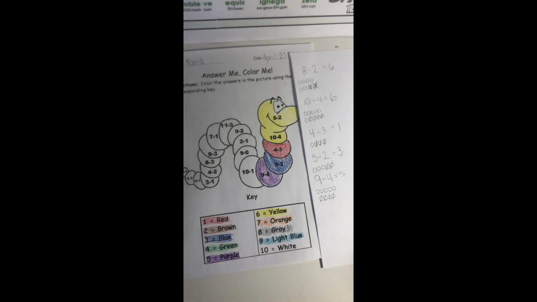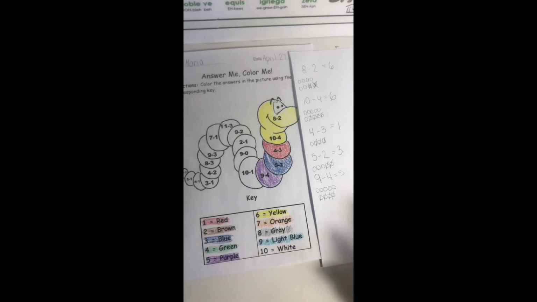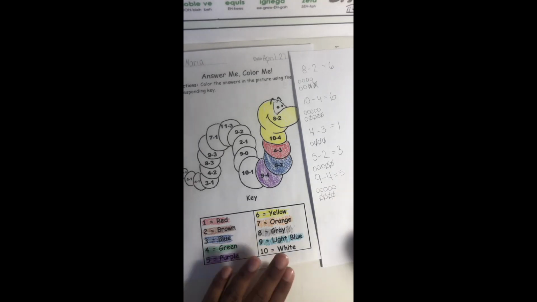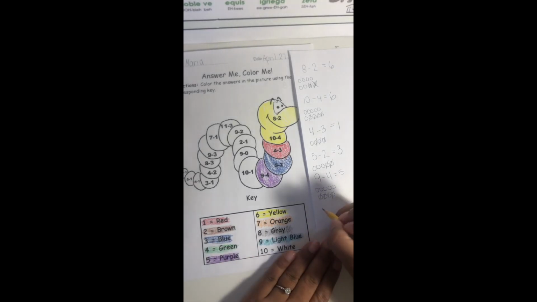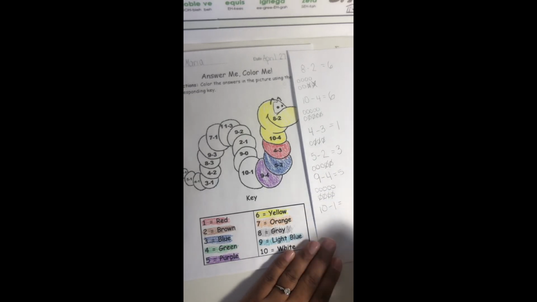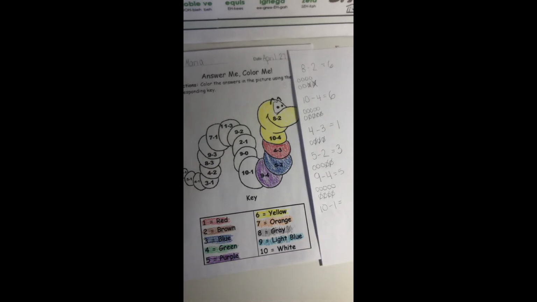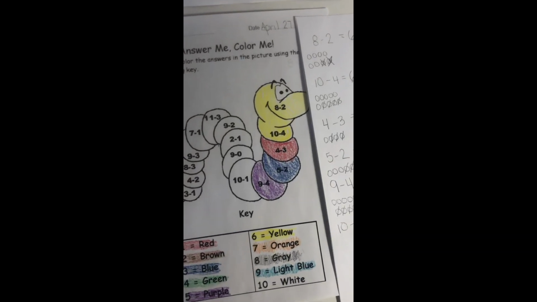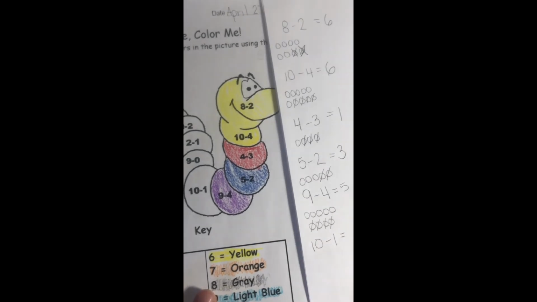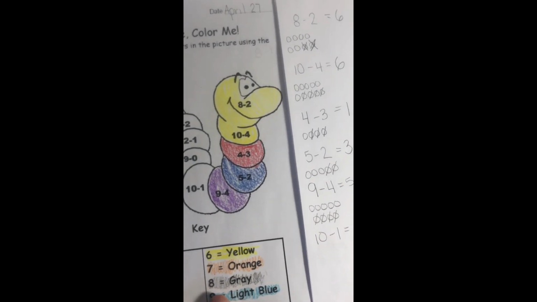Now, we're just going to do half of this worm today, and then tomorrow we'll do the other half. Okay, because I know it's a lot, and I know we're writing a lot, or coloring a lot, so I could give you guys a break. So the next one is 10, take away 1.